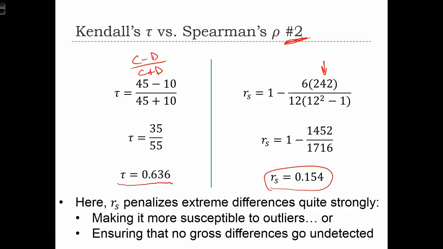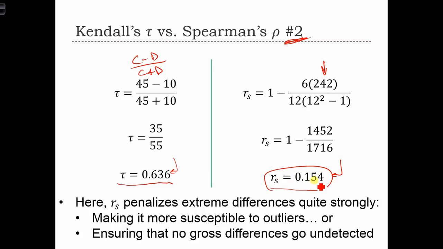So while before, in case number one, both correlation statistics were giving very strong levels of positive correlation, now we see that because of the mismatch in ranks between the first painting and the 12th painting, Spearman's correlation statistic is dropping all the way down close to zero. Kendall's is dropping as well, but the drop isn't nearly as high. So in this case we see that Spearman's is far more sensitive to this outlying anomaly where the ranks were reversed for paintings 1 and 12.